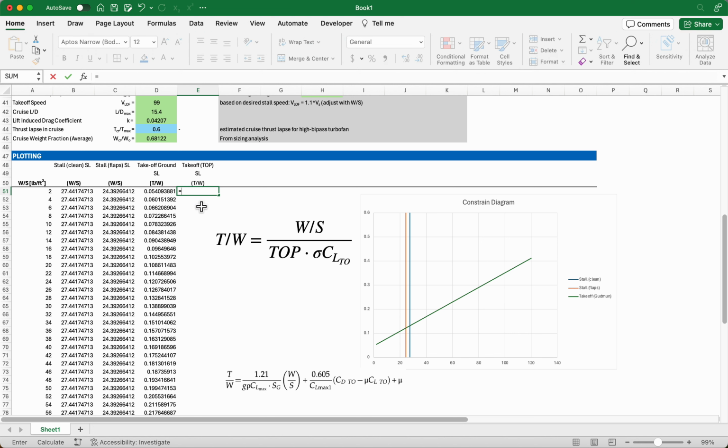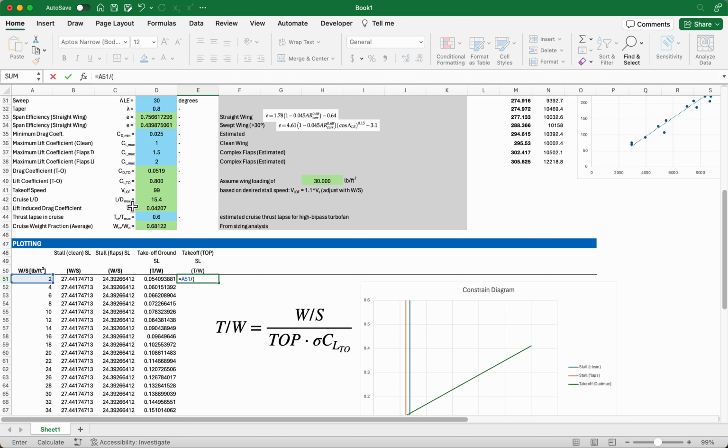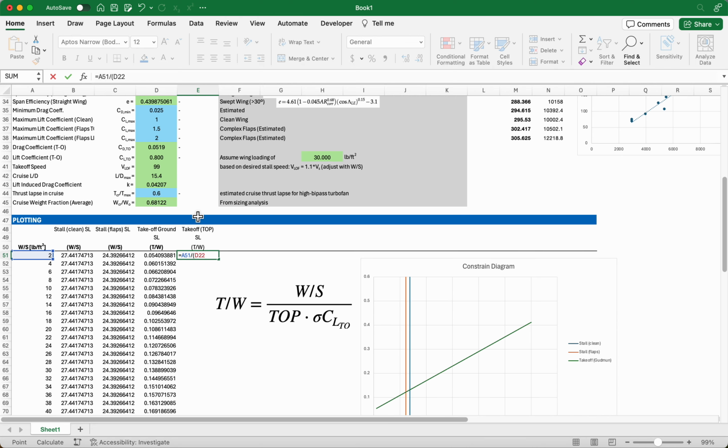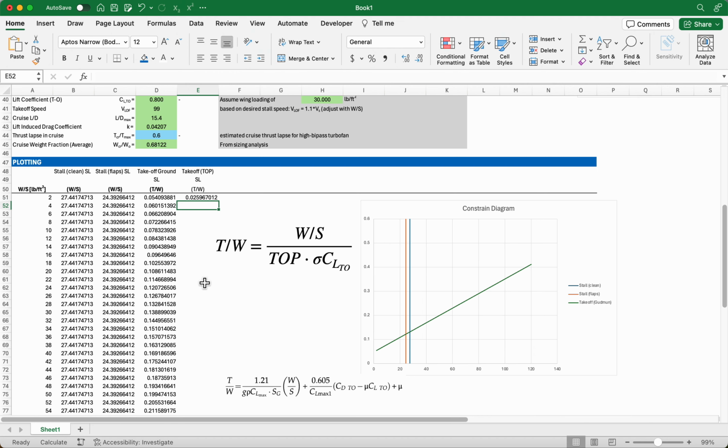So let's write T/W equals our wing loading divided by our takeoff parameter, TOP, times our density ratio. Well, if we're doing this at sea level, our density ratio is just going to be equal to 1, so I'm going to leave this out, and multiplied by our lift coefficient during takeoff. That is 0.8. And we get a straight line relationship now with no intercept. So we have a slope. Essentially the slope is 1 over takeoff parameter times our lift coefficient during takeoff.